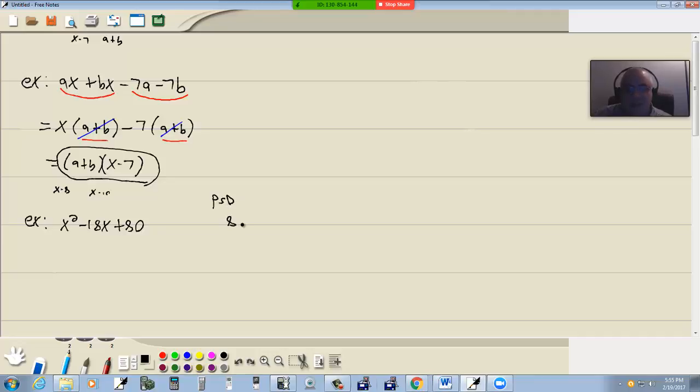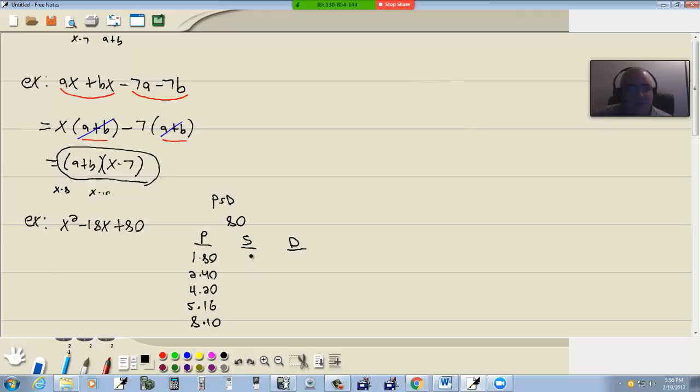Now with PSD, we take the number at the end, ignoring signs. We're working with 80. And we come up with 3 columns. We got our P column. The P stands for product. We're going to write all the products that give us 80. We got 1 times 80, 2 times 40, 4 times 20, 5 times 16, 6 no, 7 no, 8 times 10.